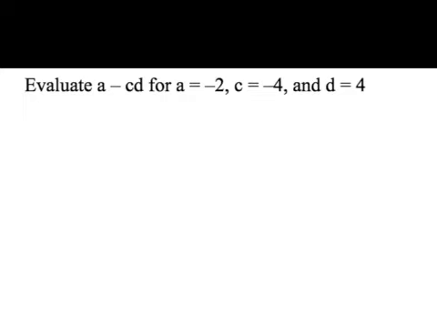For the next problem, in our expression we have a, c, and d. And a is negative 2, c is negative 4, and d is positive 4. So I'm going to take a, I'm going to replace it with negative 2. I'm going to take c, replace it with negative 4. I'm going to take d and replace it with positive 4.